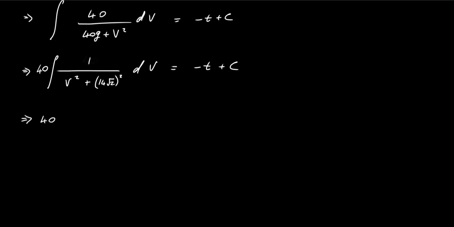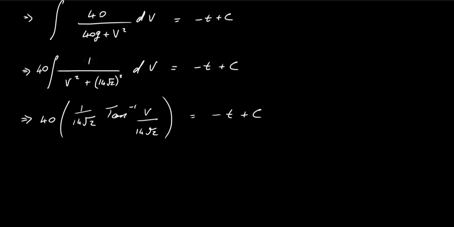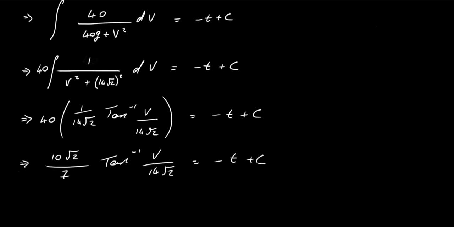So it's 40 times, when you do this integral here, you should get 1 over 14 root 2. That's the 1 over a, and then it's tan inverse x over a, or in this case v over 14 root 2. So that's the left hand side, and on the right hand side it's minus t plus c. Okay, so if I multiply that 40 by this fraction here, what I'll get is 10 root 2 over 7, and that's tan inverse v over 14 root 2 is equal to minus t plus c.